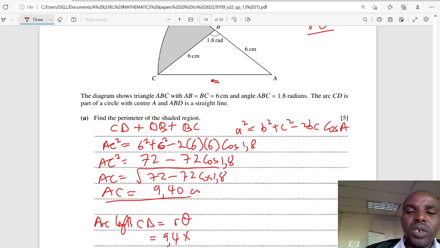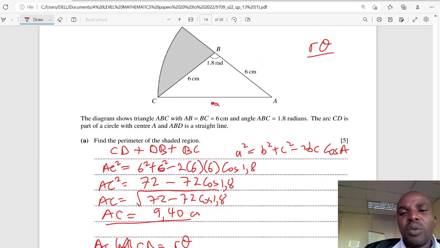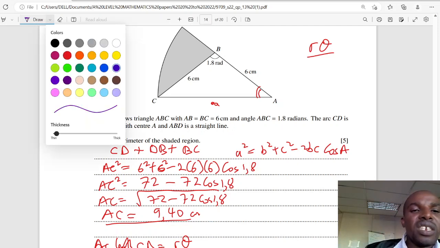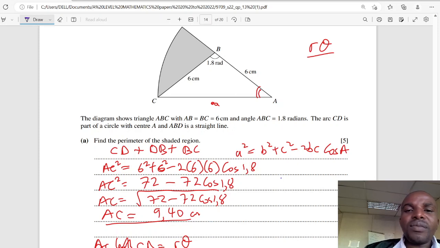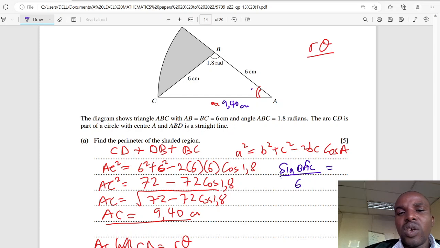Now we need the angle. So there are so many things that have to be done, because you have to find this angle now. That's the angle that you have to use to find that part. To find that angle, you can use the sine rule, because you have this side 9.40 centimeters. You can use this angle at A. You can say sine BAC over side 6 is equal to sine 1.8 over 9.4.